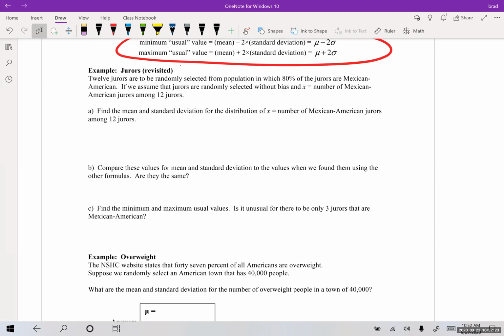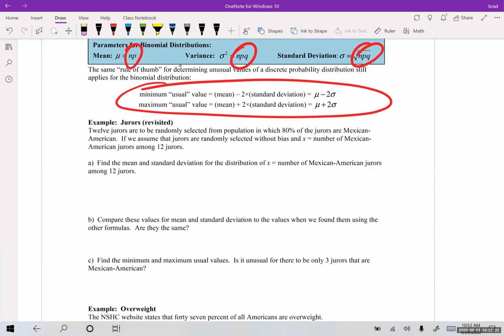So it's the same exact problem. It says find the mean and the standard deviation for the distribution of x equals number of Mexican American jurors. So I'm going to find the mean. So mu equals n times p. In this case, n is 12 and p is 0.8. So all I do is I take my calculator and I do 12 times 0.8. So it's 9.6. So that means that in general, we should expect to have about 9.6 jurors, so either between 9 and 10 jurors that are Mexican American on this jury, because it's 80% population is Mexican American that you're choosing from. So anything outside of 2 standard deviations away from that, we would consider unusual.